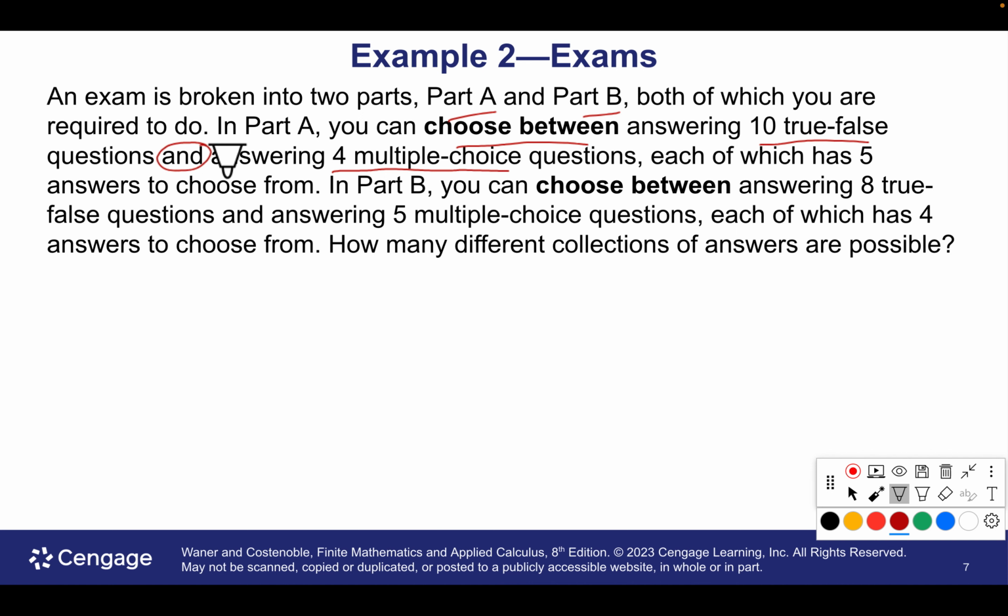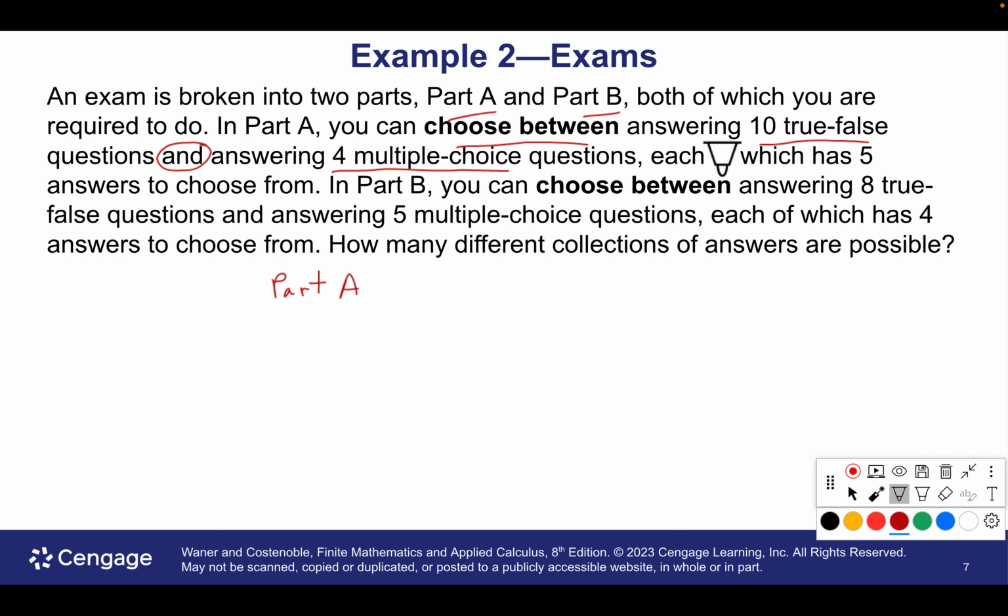So that's why I wanted to kind of leave it in here. Sometimes the book will use the word and. I would have used the word or. Okay. So for part A, what do we do? Well, we either have 10 true, false, or we have 4 multiple choice. So we don't have to do both of them, just one or the other. So actually, we're going to add those 2 choices because we have either all of these or all of these. We'll do one or the other.